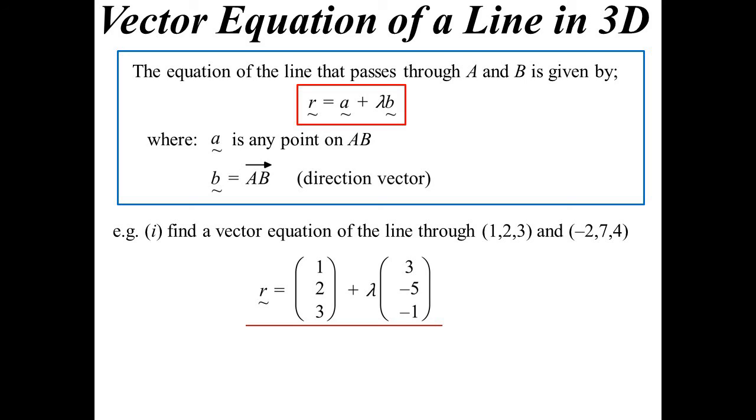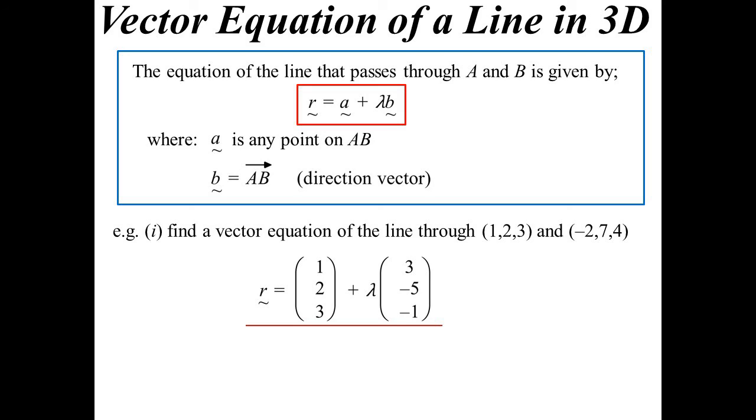How do I do the direction vector? Head minus tail. So x values, which way round did I go? I went the first one minus the second one. So 1 minus minus 2 gives me 3. 2 minus 7 is negative 5. 3 minus 4 is negative 1. I've got a direction vector.